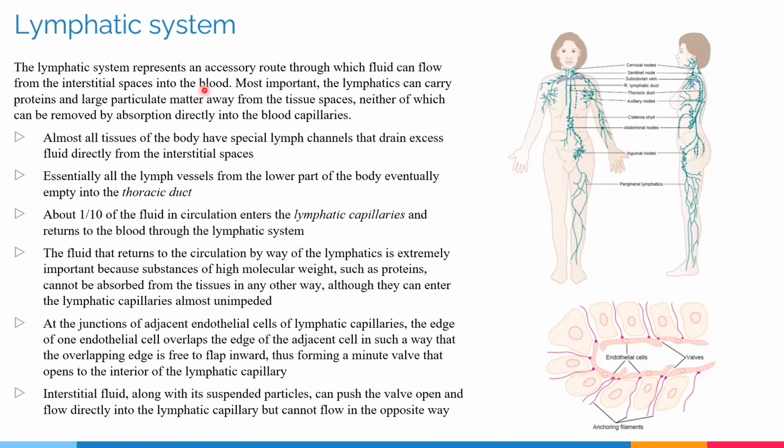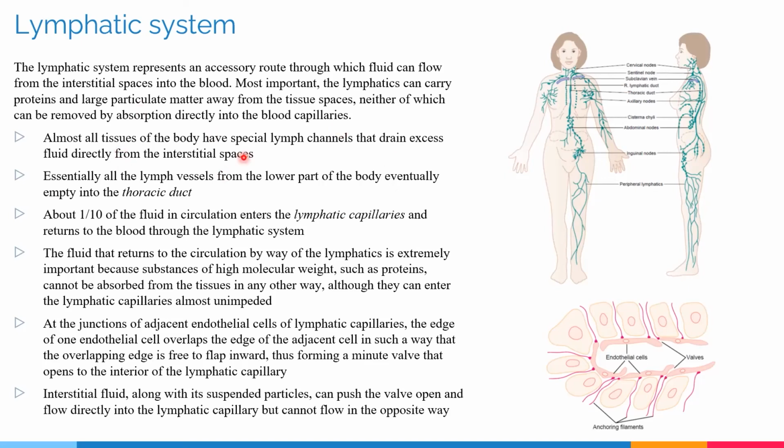Most importantly, the lymphatics can carry large proteins and particulate matter away from the tissue spaces, neither of which can be removed by absorption directly into the blood capillaries. So if a large protein is deposited, a fallen particle is detected, or a cell is lysed in the interstitial fluid, it cannot be excreted via the blood capillaries themselves. But all these substances are removed via the lymphatic system, which can accommodate these large particles.